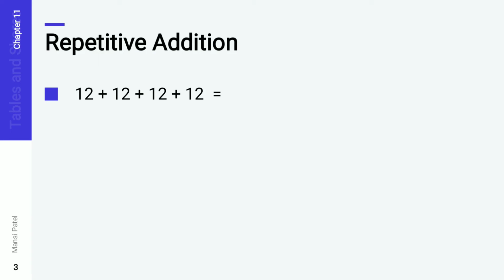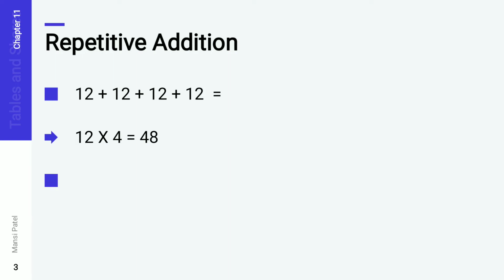So what is the shortcut method to find out the answer of the addition? You have to just do 12 multiplied by 4. 12 is the number, and we write 12 four times. That's why we write 12 fours are 48.